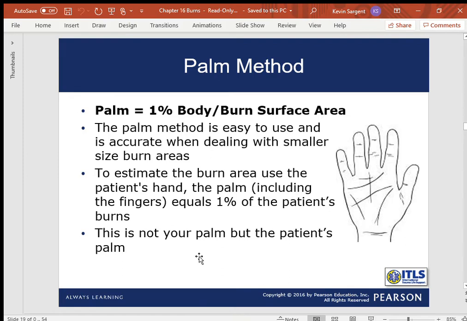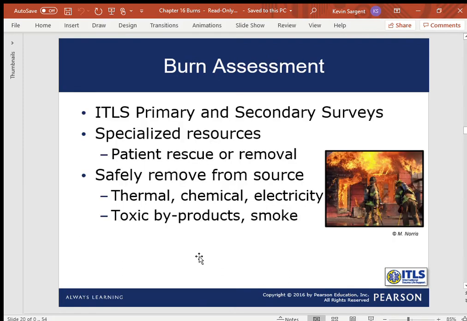Very, very important. Okay, burn assessment. ITLS: we talked about the Trauma Life Survey, primary and secondary surveys, which are essentially identical to the primary and secondary surveys we did on the National Registry testing sheets in the assessment chapters. So don't get too hung up on ITLS primary and secondary because they're the same. Specialty resources. Does this person need rescue? Does this person need aeromedical resources? Does this person need fire departments? Does this person need extrication?